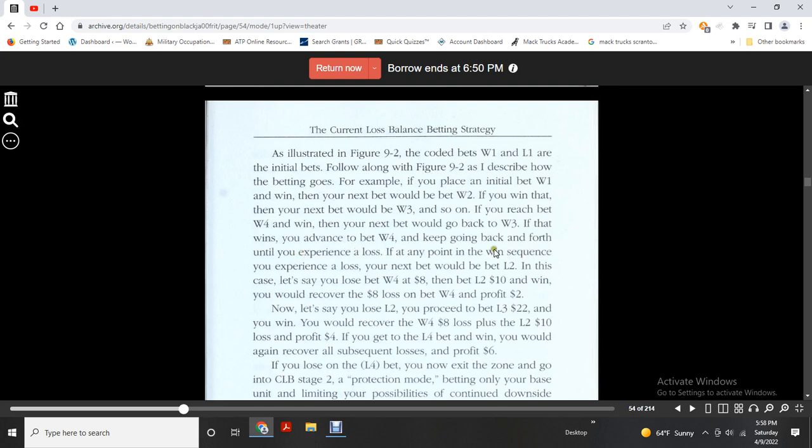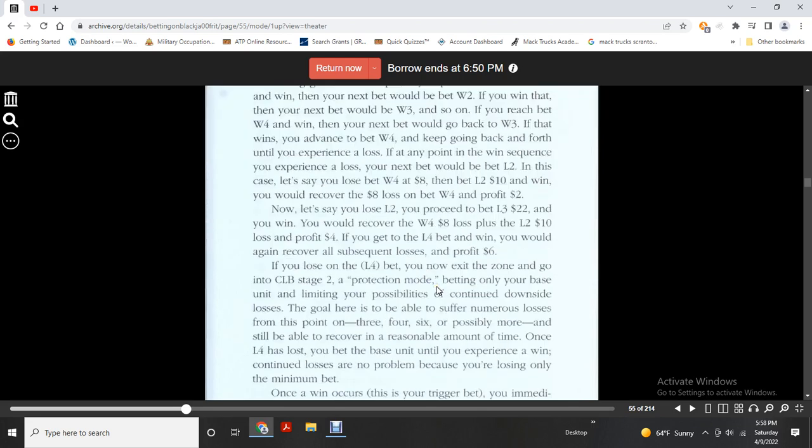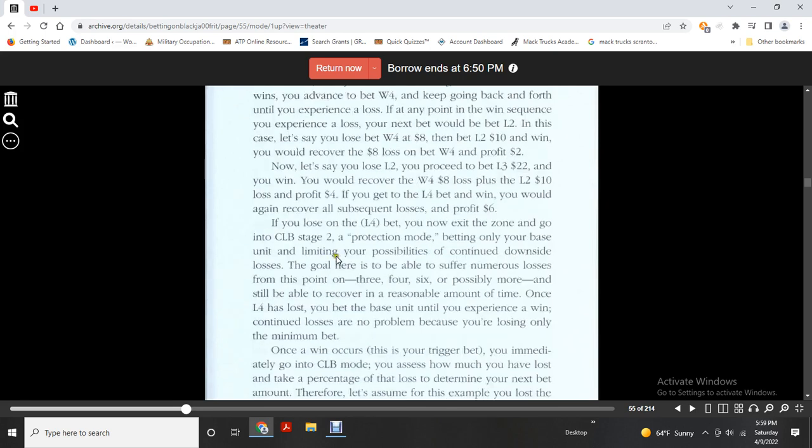If at any point in the win sequence you experience a loss, the next bet would be L2. In this case, let's say you lose bet W4 at $8, then bet L2 at $10 and win. You would recover the $8 loss on bet W4 and profit $2. Now let's say you lose L2 and proceed to L3 at $22, and you win. You would recover W4 at $8 plus L2 at $10 and profit $4. If you get to the L4 bet and win, you would again recover all subsequent losses and profit $6.